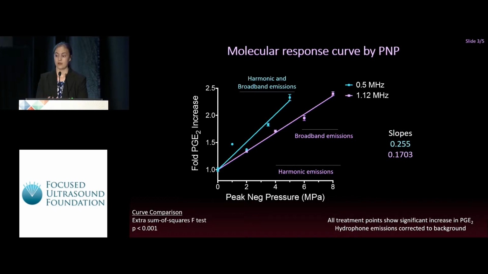When we fit a curve to these different transducers, we were also able to compare the two curves to determine whether they're significantly different using the extra sum of the squares F-test. And as you can see here, they are significantly different. And this means that PGE2, when related to peak negative pressure, results in a frequency-dependent relationship.